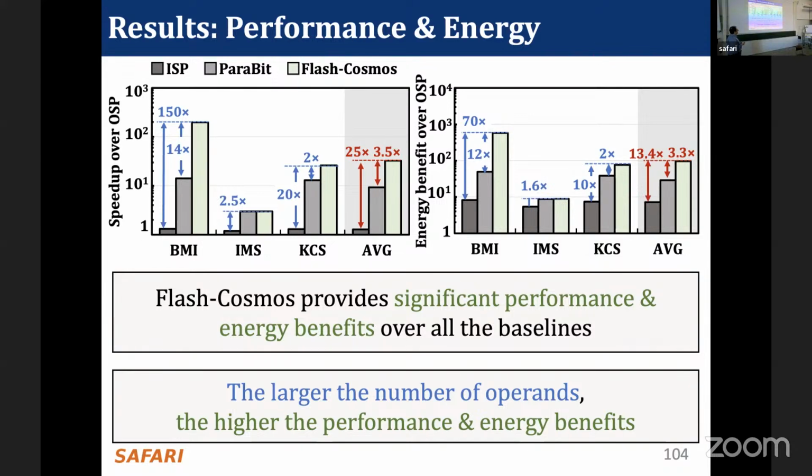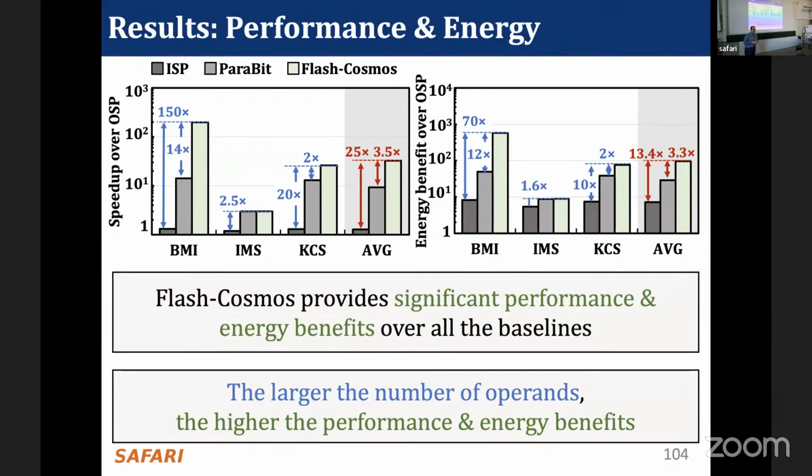We observed that the larger the number of operands, the higher the performance and energy benefits. That's the reason I was talking about how much you can really reduce the data. For image segmentation, the application usually ANDs 3 operands, and the result is sent to the system. So it's not a lot of reduction, you reduce the data by only 1/3. But for bitmap indices or k-clique star, it really depends on how you configure those applications.